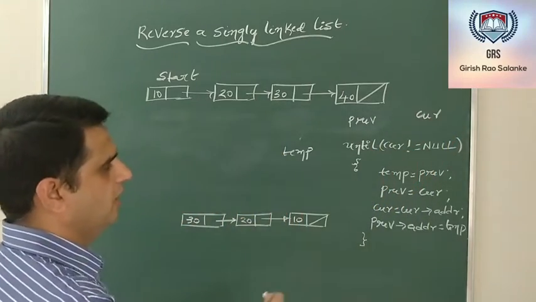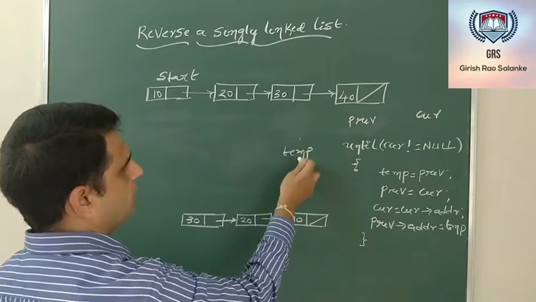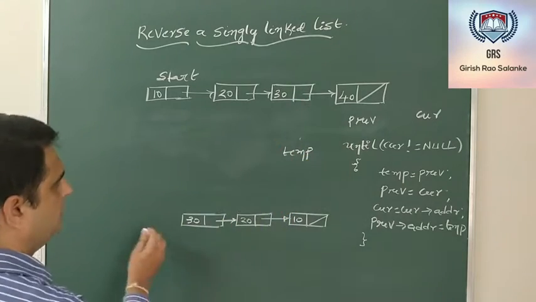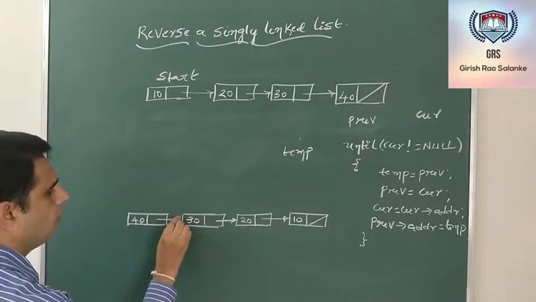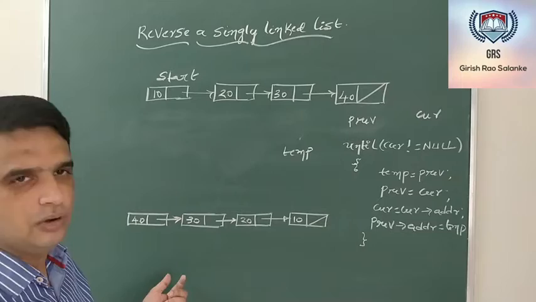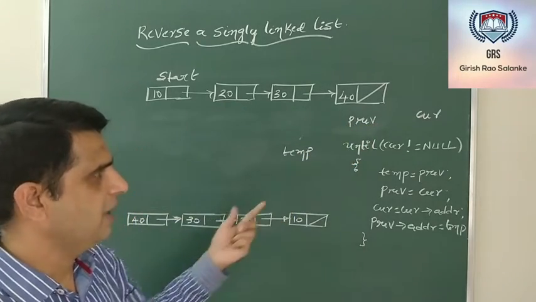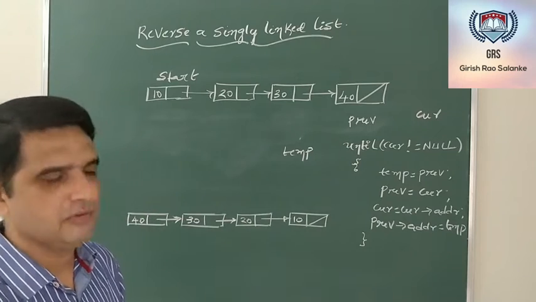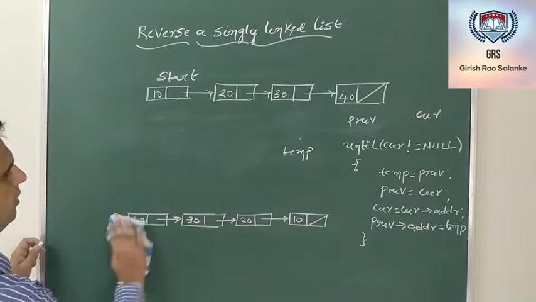Current is now null. Now last step, previous of address is equal to temp. Previous of address is pointing to temp. Temp is nothing but node 30. Node 30 is here. So this is 40 address. So we are done. Now which node became your first node? It is node 40. Node 40 is nothing but your previous. Finally, I am supposed to return the address of previous. Hope this is clear. Now we'll put this in the form of a function.